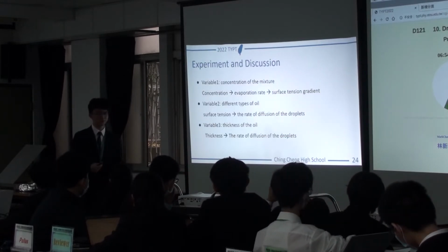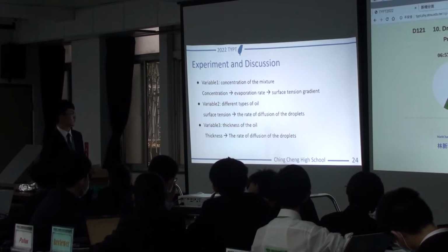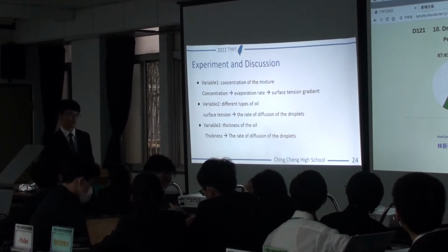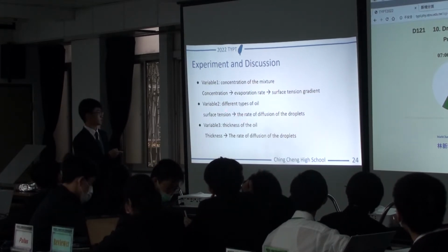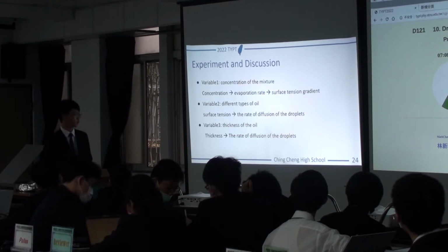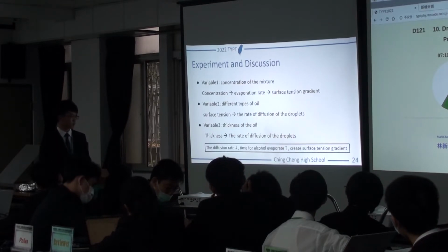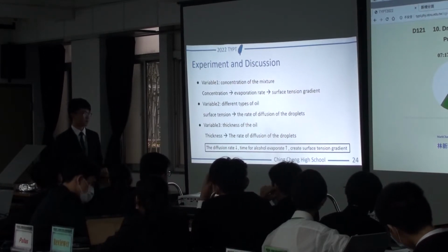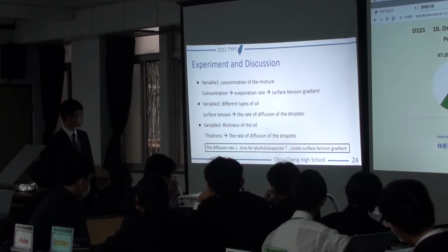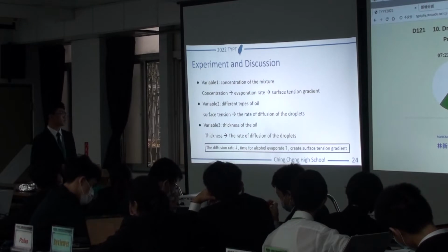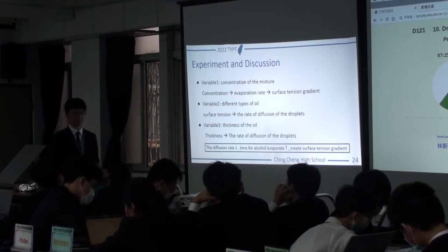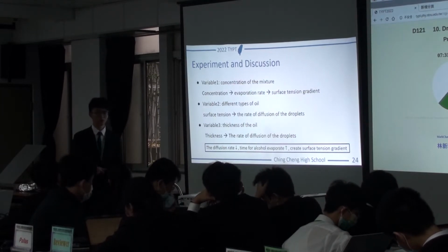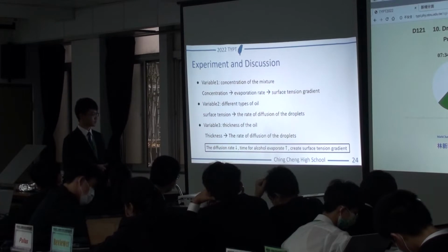In this experiment, we change three variables. The first one is the concentration of the mixture, and then the different types and the thickness of oil. Why do we choose to change the types and thickness of oil? That's because the diffusion rate will slow down. When the diffusion rate slows down, there is more time for the alcohol to evaporate, and it will create a substantial gradient. And the reason we change the concentration of the mixture is that it will also change the evaporation rate, and the substantial gradient will be affected too.